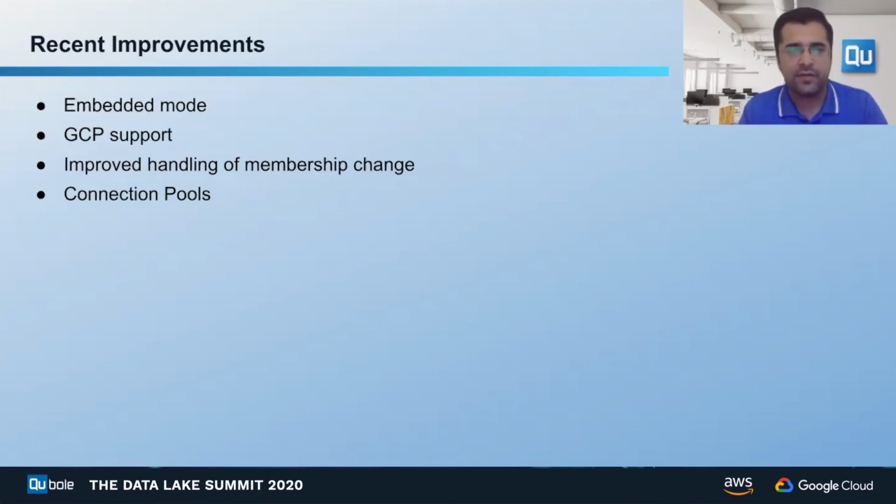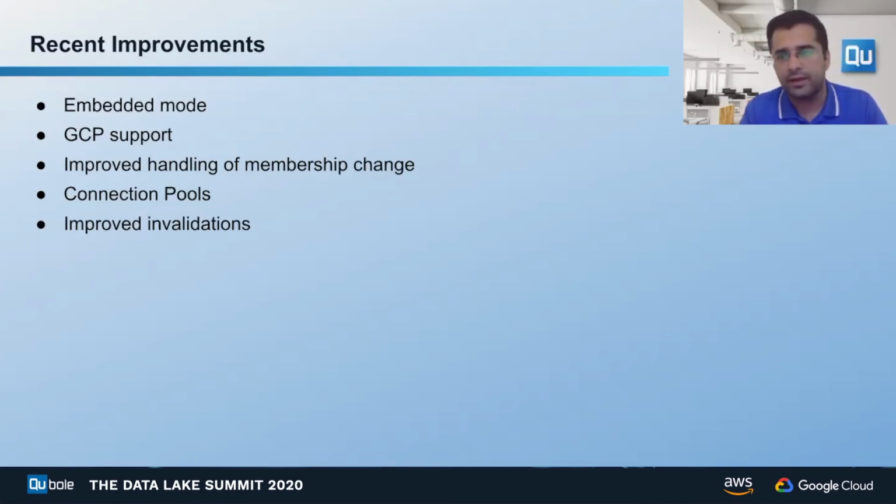From performance angles, we have added connection pools. Presto is again, RubiX is again a collection of servers, and these servers communicate with each other over network. And to improve performance and of course reliability, we have added logic of pooling these connections.